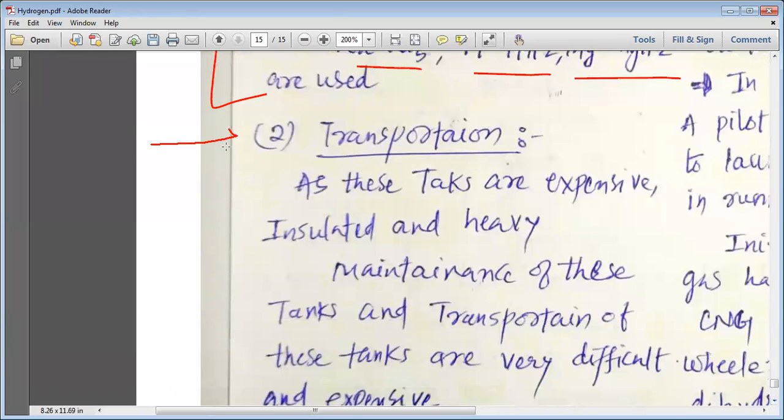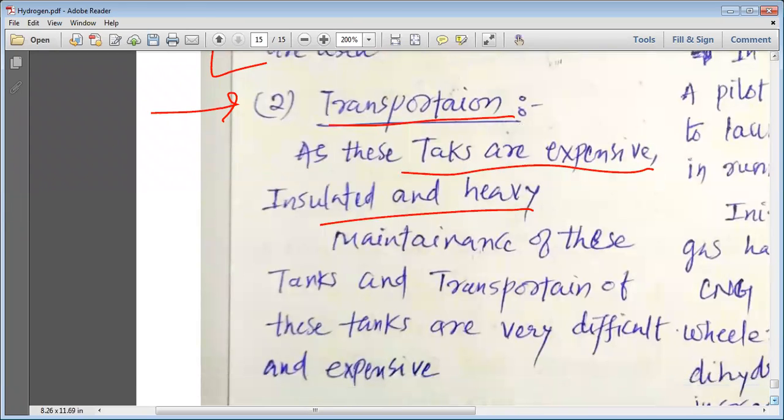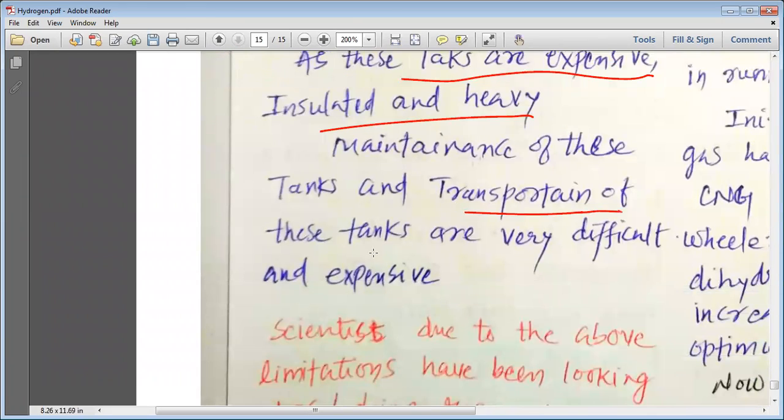The second problem that arises is the problem of transportation. As these tanks are very expensive, insulated and heavy, maintenance of these tanks and transport of these tanks are very difficult and very expensive.